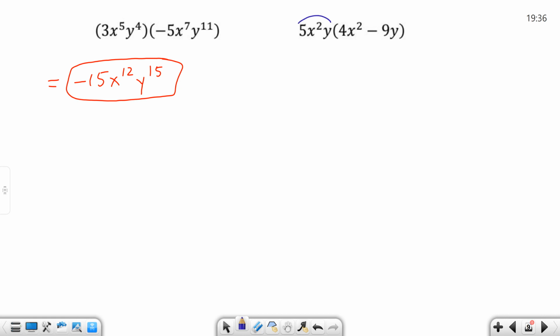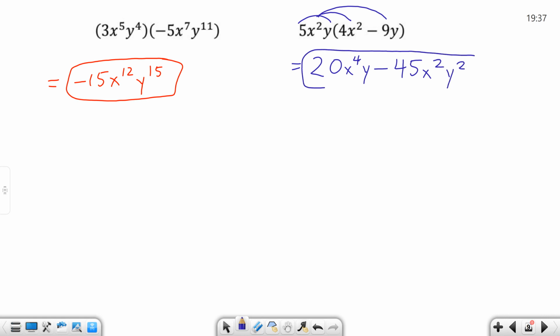You're going to take this term and multiply it here and here. So 5 times 4 is 20. X squared and x squared is x to the 4th. 2 plus 2 is 4, and then you have the y. And then minus 5 times 9 is 45, and you have x squared, you bring it down, and then y times y, you add the 1 to get y to the second, or y squared. So that was distribution. The first one in red over here, not distribution, the one on the right, is distribution.